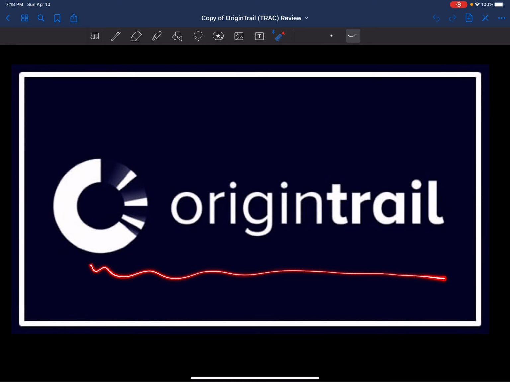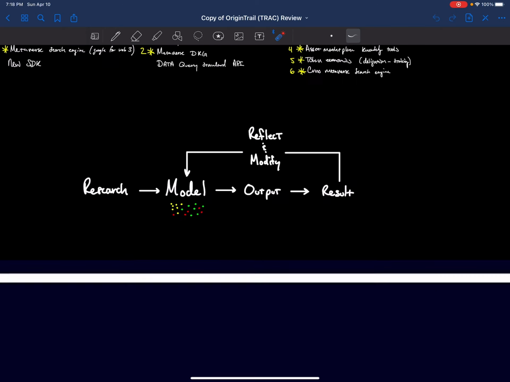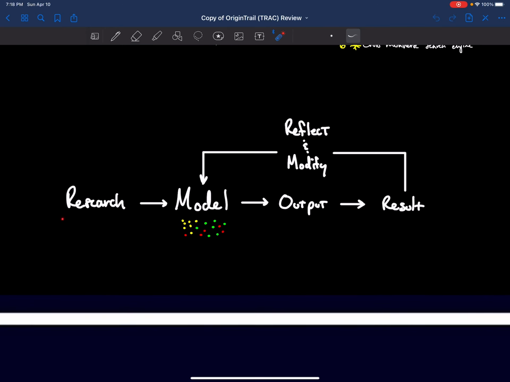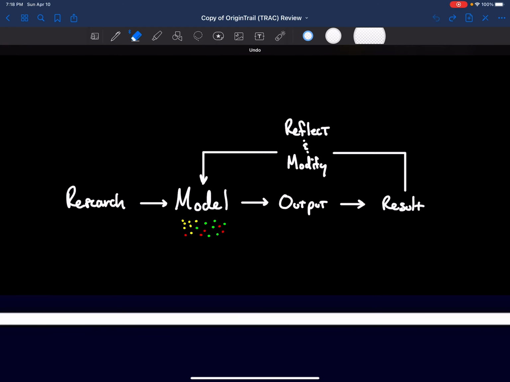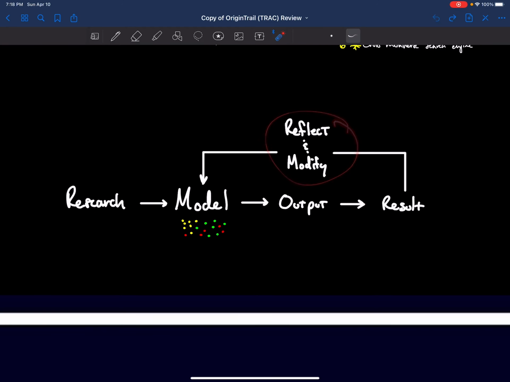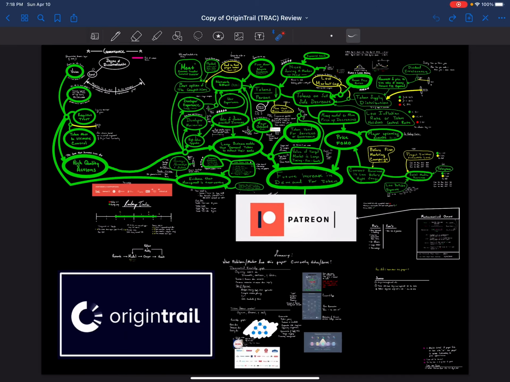Today we're going to review OriginTrail. Now, for those who are not familiar with my channel, I do research into a model. That model puts out an output. Over time, the result of reality is reflected upon. I reflect upon the result of reality, and I modify the model to have a more accurate output. That is how this channel works. And this is the model of OriginTrail.